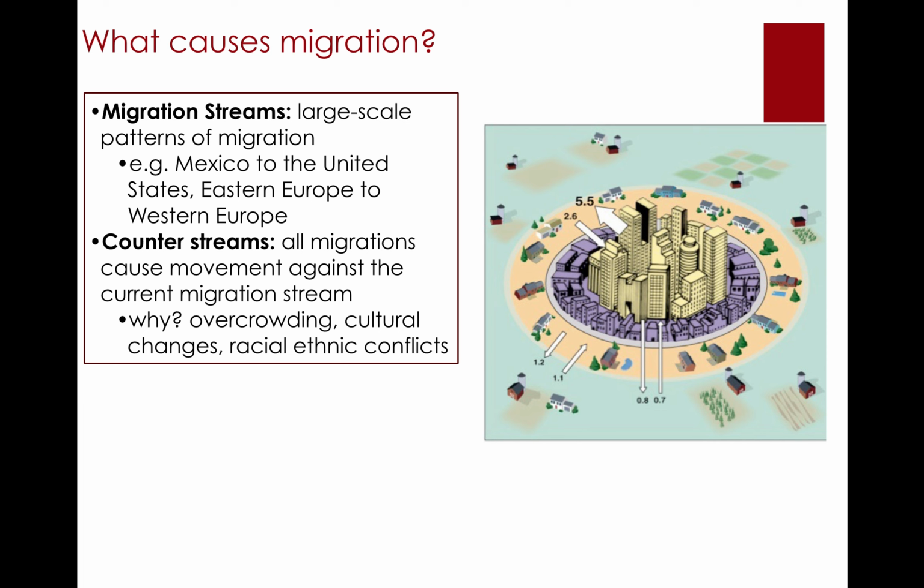Counter streams is an important term because when people move to a place, just like Newton's law, for every action there's an equal and opposite reaction, every migration stream is also going to cause what's called a counter stream. So there's going to be some sort of movement against the stream. That could be caused by the native population, so perhaps a large-scale number of migrants coming into a place causes people to leave for whatever reason. Maybe they don't feel welcome. Maybe they're xenophobic and they don't appreciate people different than them. Maybe they feel like their place is changing. Maybe they're leaving because cost of living is increasing.